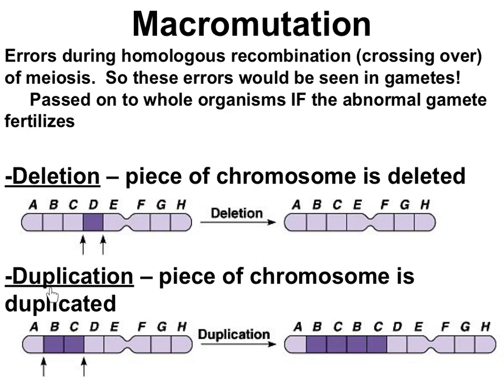The next type is a duplication macromutation. This is when there are doubles of huge chromosome sections. In this case, this chromosome crossed over and gave up its A chunk, but ended up getting back an A, a B, and a C, resulting in A, B, C, B, C, D, E, and so on.